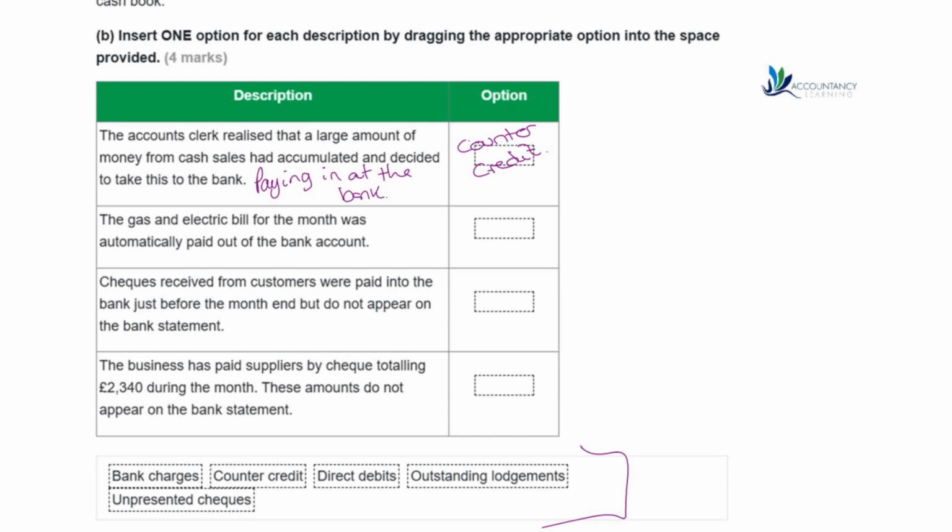The gas and electric bill for the month was automatically paid out of the bank account. For this to happen, we need to have a direct debit set up. That will take the amount automatically from the bank, and those amounts can vary.